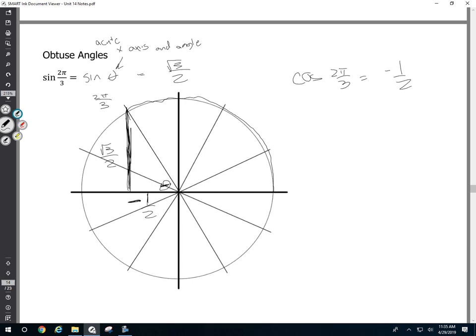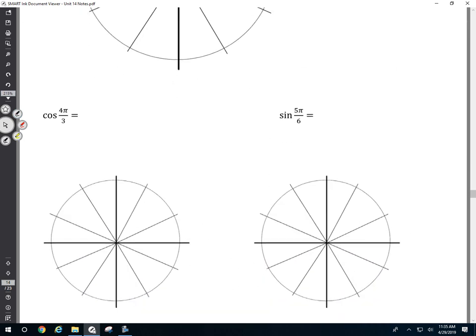Okay, ready? Here's how we do it. And you're going to get to the point where you can do this in your brain. Okay, cosine 4 pi over 3. First thing I'm going to do, find 4 pi over 3. I know where 3 pi over 3 is. Add a pi over 3. I'm here. I know what angle is created at a pi over 3. What angle is created at a pi over 3? 60 degrees. I'm thinking of a tall 30, 60, 90 triangle where my longer side is the vertical side.